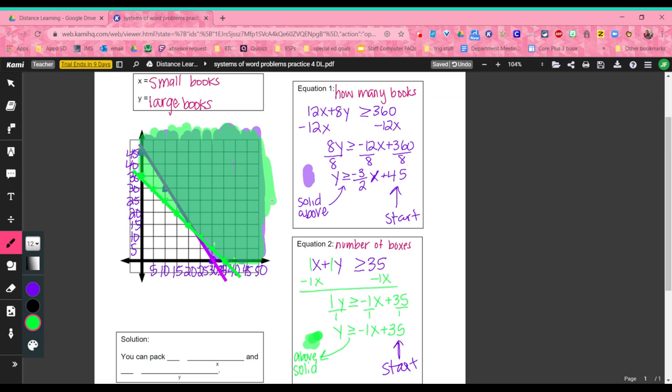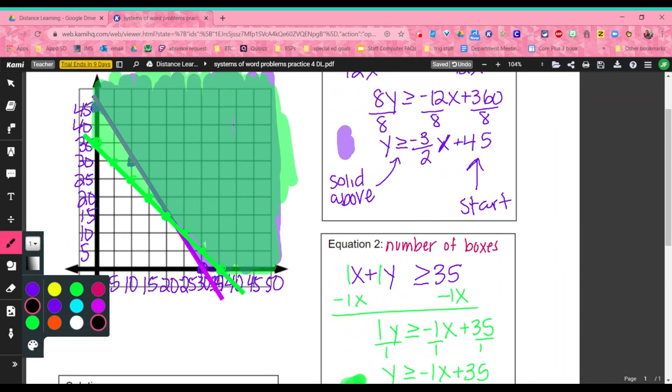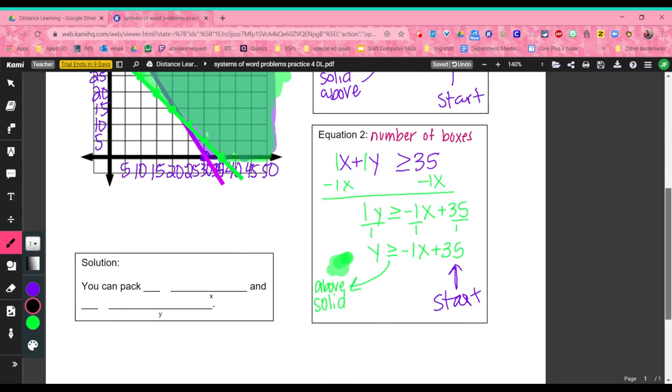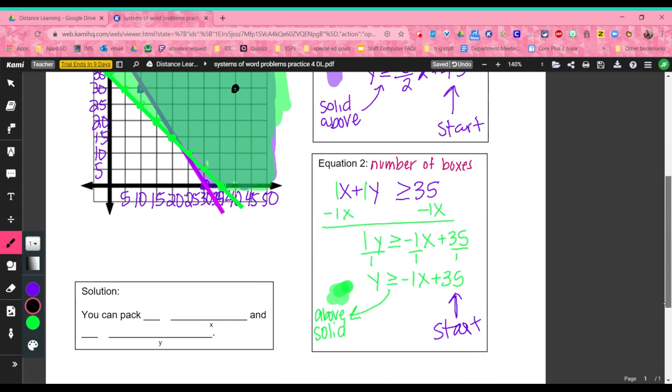All right, one last thing and then we're done. We now have to identify a coordinate that would work for our solution. We can pick any coordinate as long as it's in the double shaded area. So I'm going to pick 40, 30. And that means that down here on the bottom, I'm going to fill this into my solution.